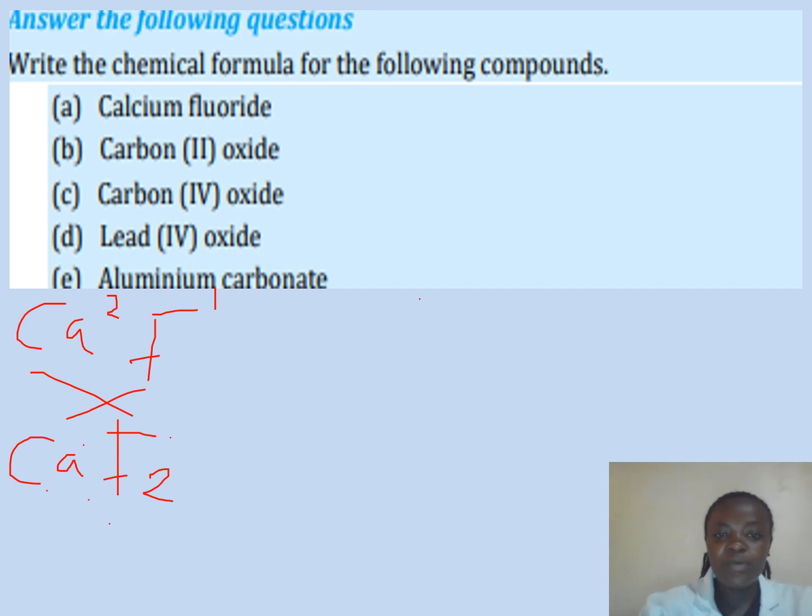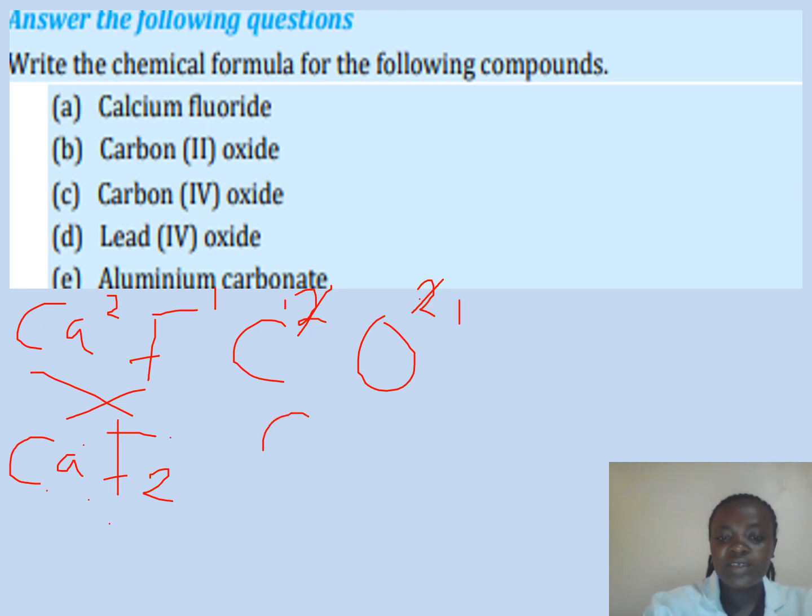Let us look at carbon 2 oxide. So we have carbon, its valency is 2 in carbon 2. Then we have that of oxygen. Oxygen is O, its valency is 2. So if we have a common factor here, it is 2, so we can cancel these 2 with this one. So this will be 1 and this one will also be 1. So carbon 2 oxide is written as CO.